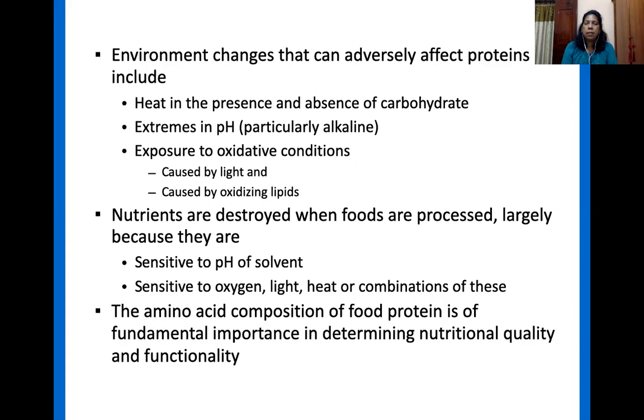The other point is that the amino acid composition of food protein is of fundamental importance in determining nutrition quality and functionality. Nutrition quality depends on this, because if we subject the protein to different adverse environmental changes, the protein in your product will definitely change, with losses in the system. Therefore the nutritional quality will change, and the functionality also changes.